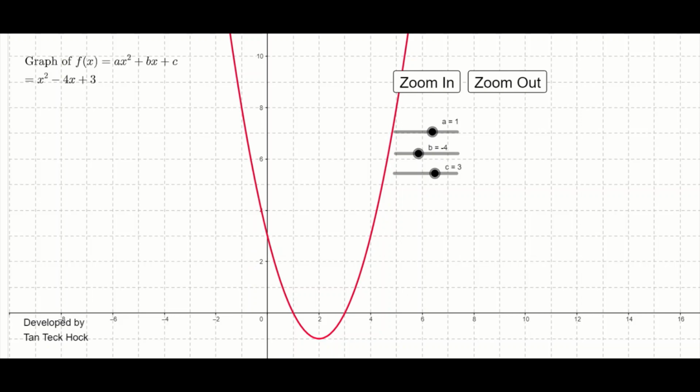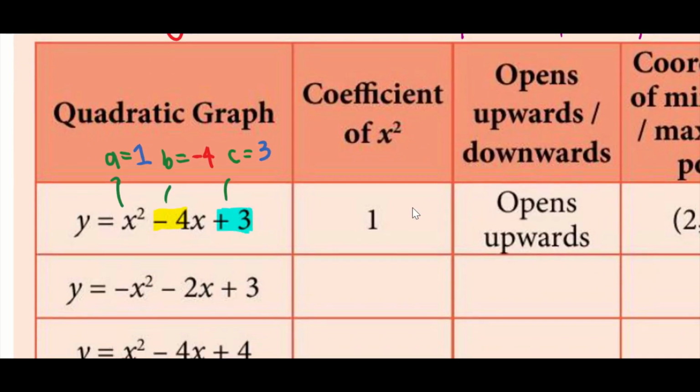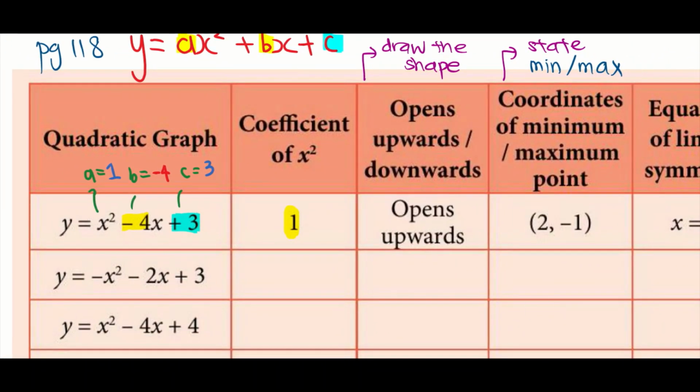So for this graph, the coefficient of x squared is 1. And we see that it opens upwards, or basically it looks like the smiley face. When it's a smiley face, does it have a maximum or minimum point? Yes, minimum point. So other than writing the coordinates, I need you all to write minimum point.